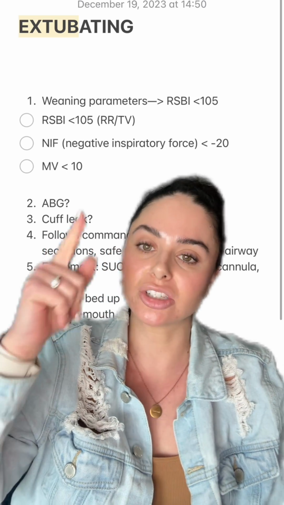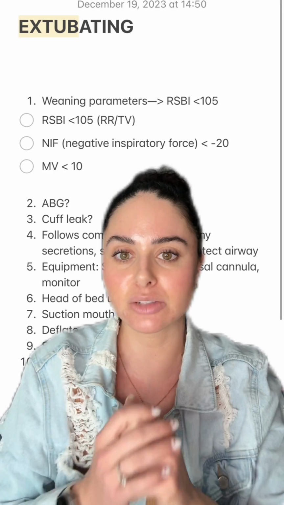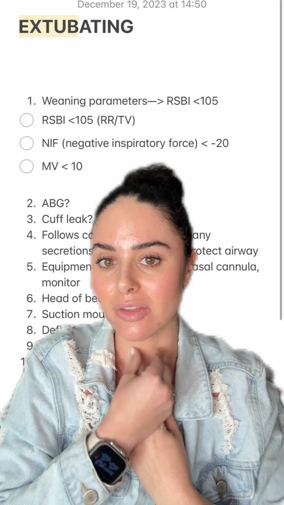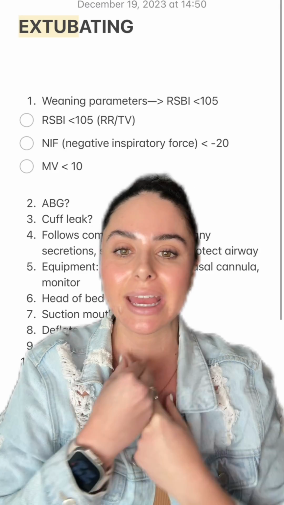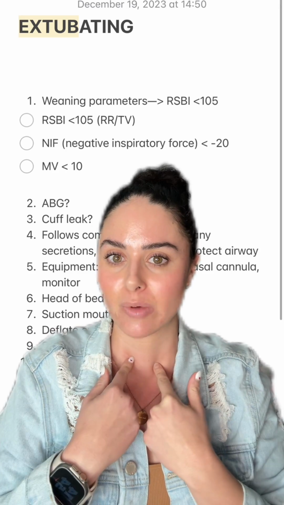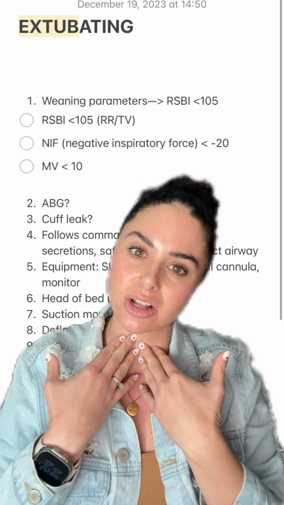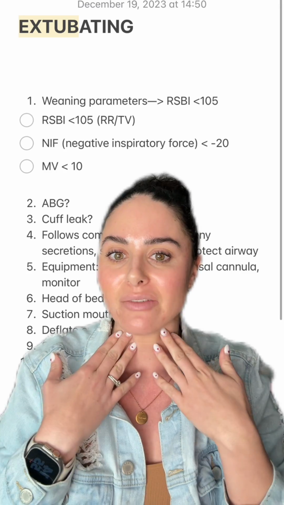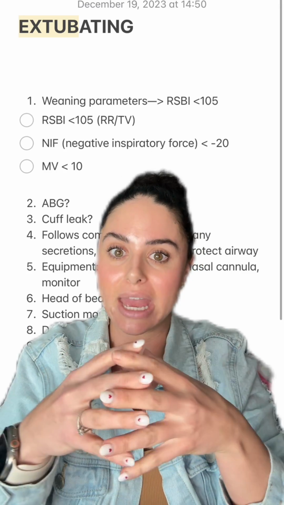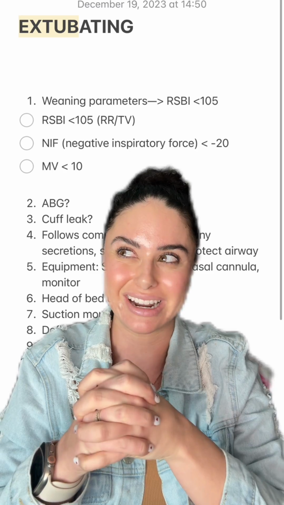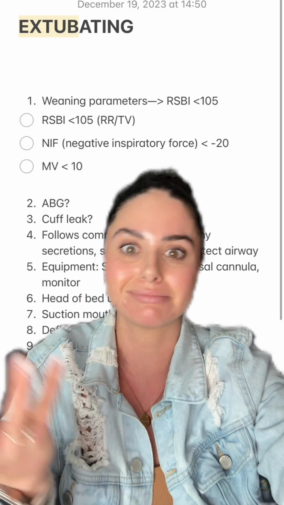We also want to check for a cuff leak. A cuff leak is where you actually deflate the cuff on the end of the endotracheal tube and see if you can hear air movement around it. If you don't hear air movement, there could be some swelling in the airway. And then we're concerned about extubating patients and having their airway swell up and occlude off and put us in a dangerous situation post extubation.